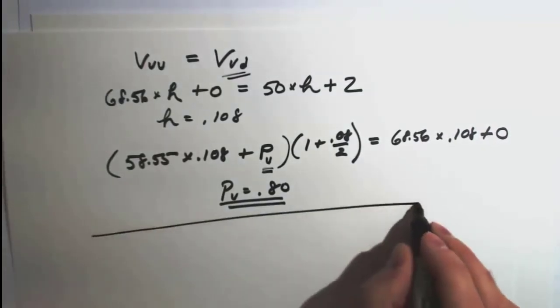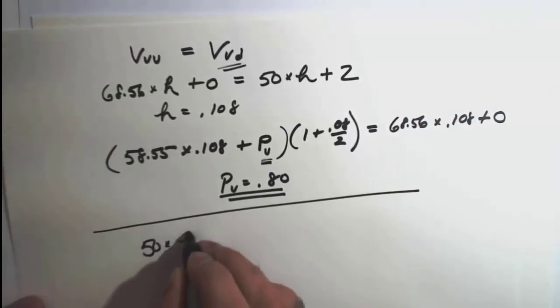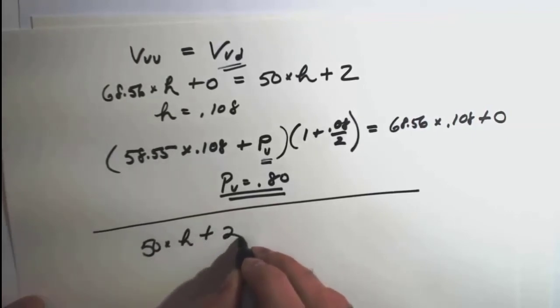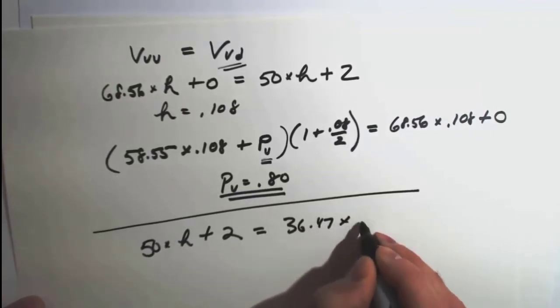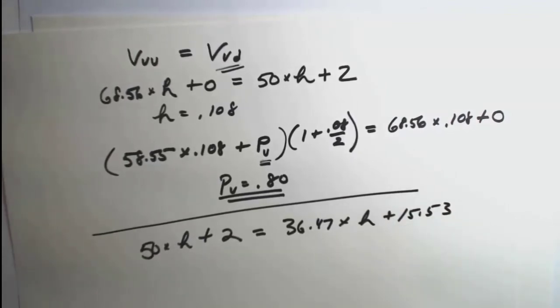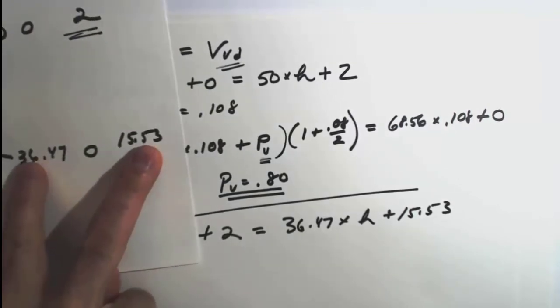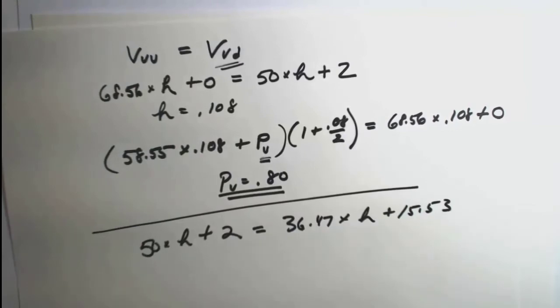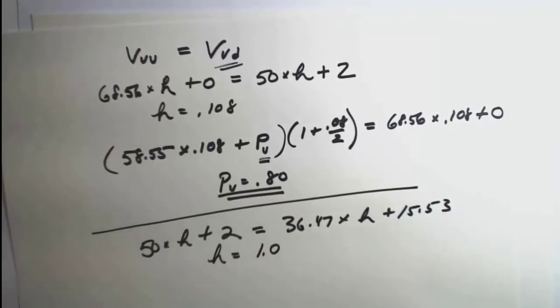So rewrite the math here. We're going to take 50 times H. Let's come up with a new hedge ratio. Plus 2 equals 36.47 times H plus 15.53. I'm using the numbers right here, these two numbers, and then these two numbers here. If we have the right number of shares, it doesn't matter if we go up or we go down, we're going to have the same portfolio value. And the H here is exactly 1.0.